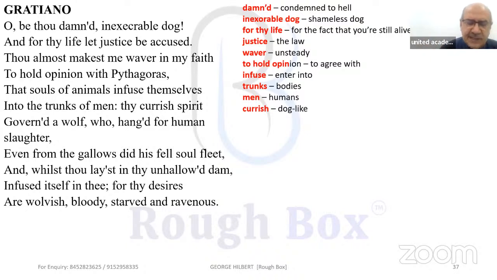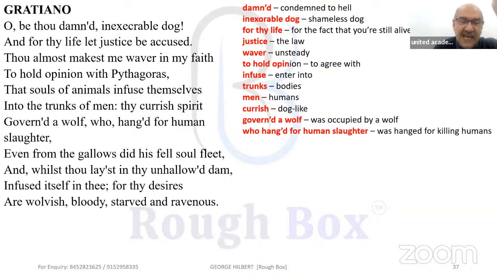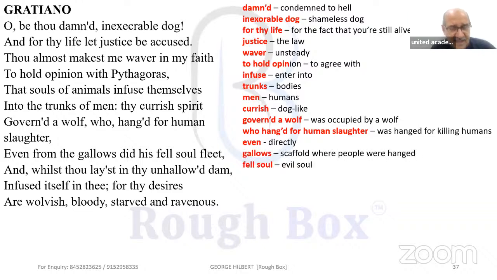Even from the gallows did his fell soul fleet. And at the time of hanging him from the gallows, his fell soul, his evil soul escaped from him. And whilst thou layest in thy unhallowed dam, and while you were in the womb of your unholy mother, dam means mother, it infused itself into thee. It entered into you through your mother. How bad can you get?